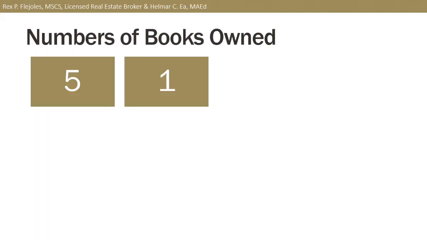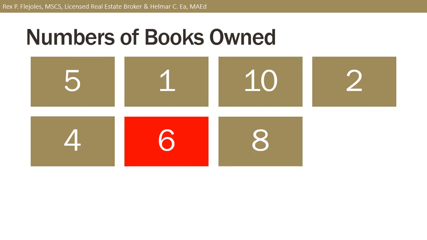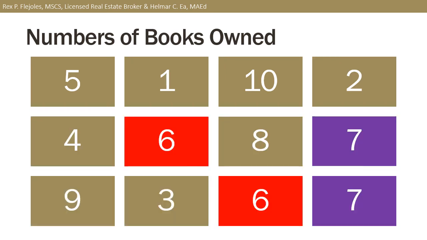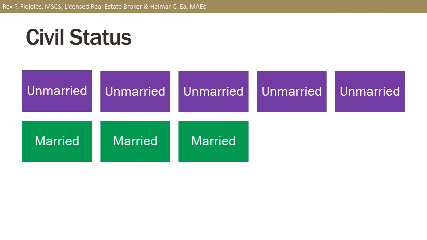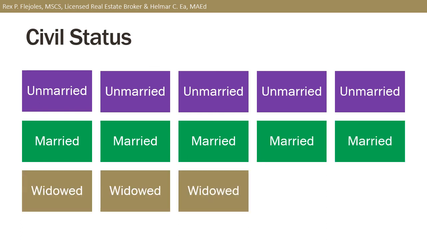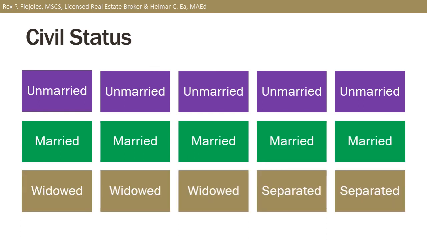In this dataset of numbers of books owned, the modal values are 6 and 7, which both appear twice. Other values appear once only. This is an example of a bimodal dataset. In this dataset of civil status, the modal values are unmarried and married, which both appear 5 times, while widowed appears thrice and separated appears twice only. This is another example of a bimodal dataset.